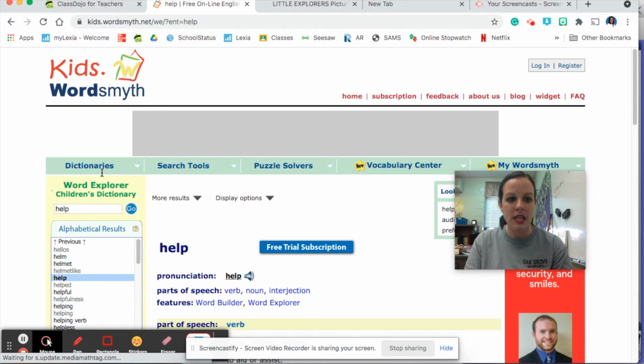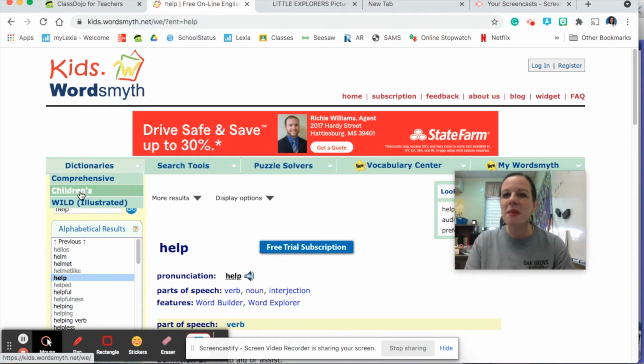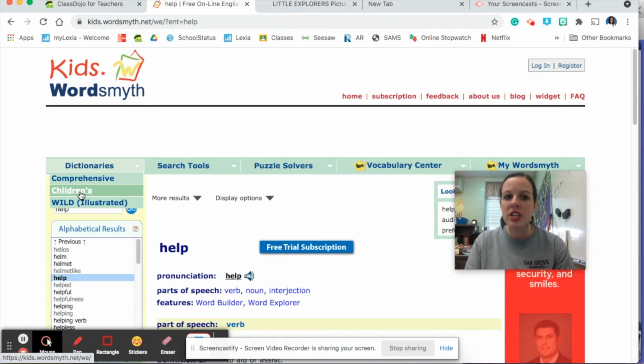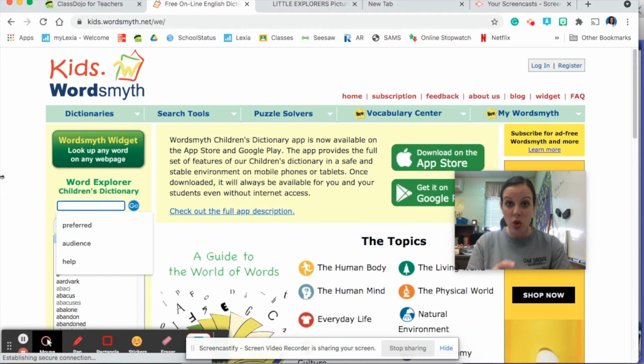And we can come right in here, go to dictionaries, make sure you're on children's. That's very important. You don't want to be on comprehensive dictionary. That's going to be an adult dictionary, and it's going to be hard for you to understand the definition. So make sure you're in children's, and then you'll type your word in right here. You can even type in your vocabulary words of the week and get lots of great information that way. So this is a great resource.